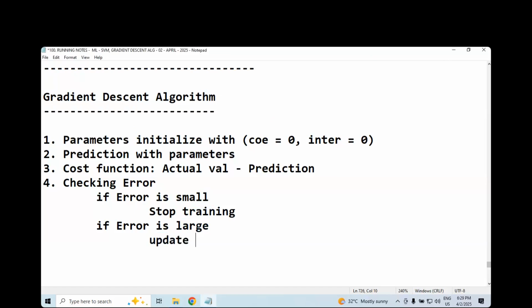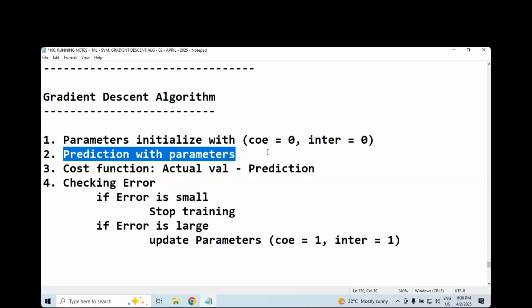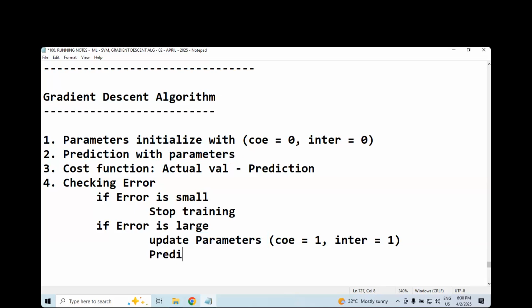Update the parameters. Initially, what is the coefficient value and intercept value? 0, 0. Now let us update to 1 and 1. Again, the scenario is the same. Parameters updated, right? What is the next step? Prediction with the parameters. You can try to do the prediction with the updated parameters. The next one will be the cost function.